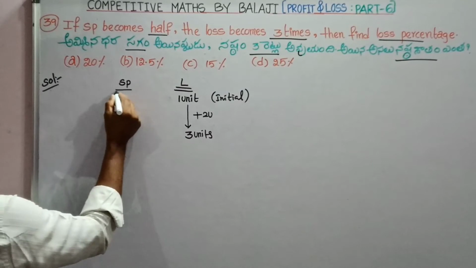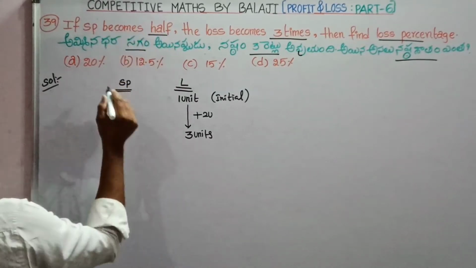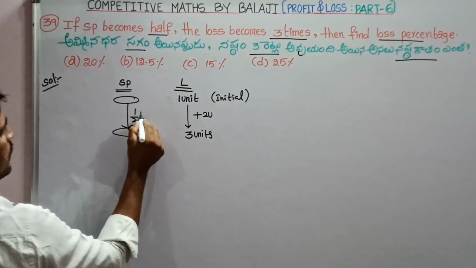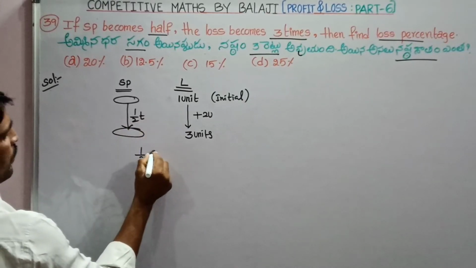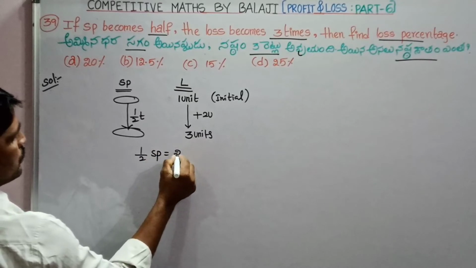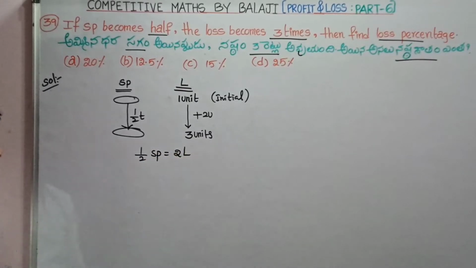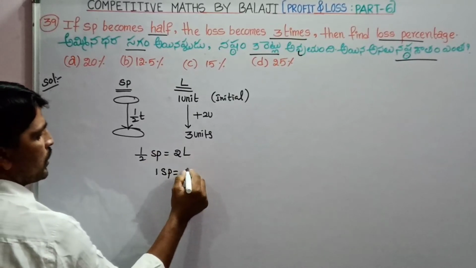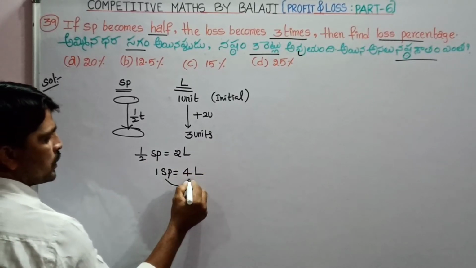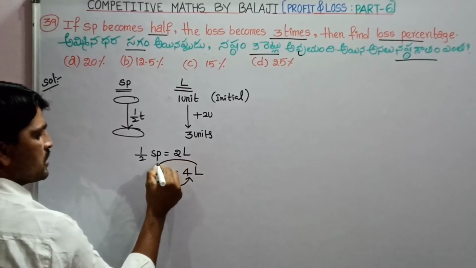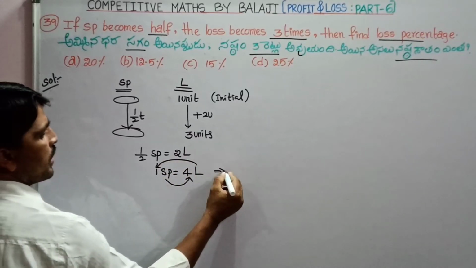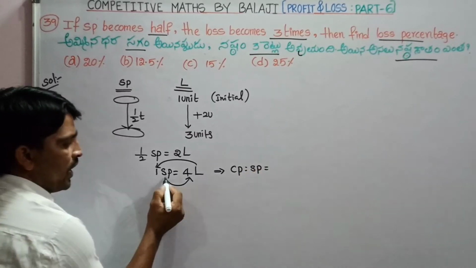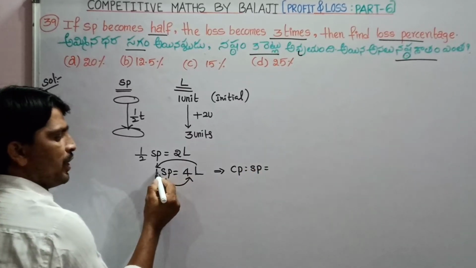Now, SP becomes half. That is, half of SP is equal to 2 times of loss. That is, 1 time of SP is equal to 2 2s are 4 times of loss. When SP is 4 units, loss is equal to 1 unit. In this case, consider CP is SP.